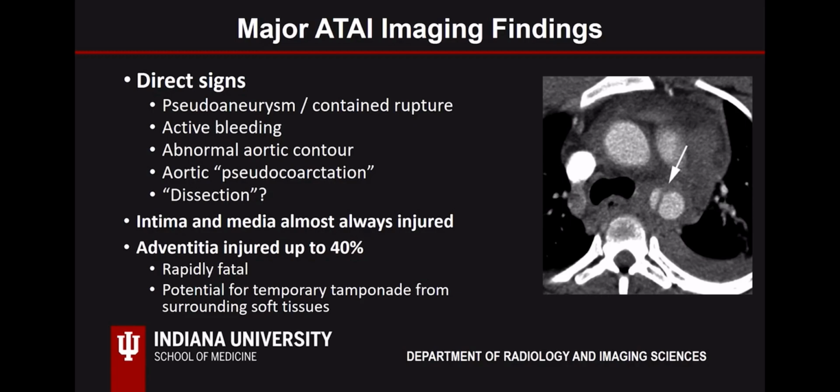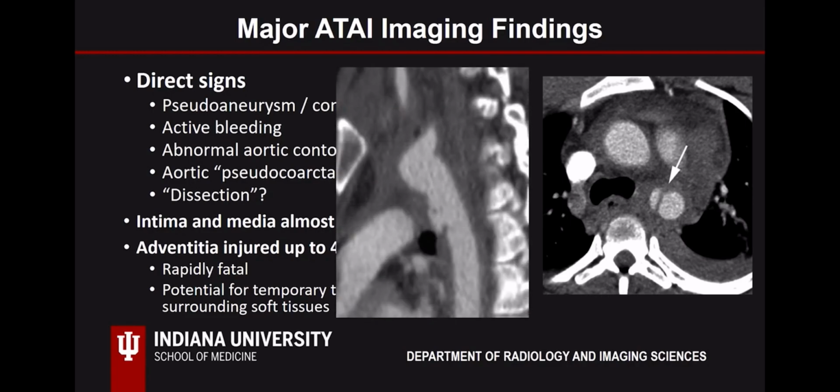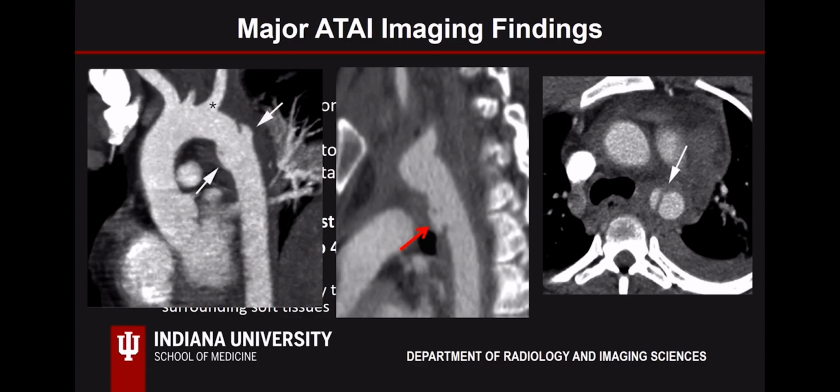Here's another patient with a major aortic injury. There's a focal defect along the anterior surface of the proximal descending thoracic aorta, resulting in a contained rupture or pseudoaneurysm. And here's another image of another patient with a transected proximal descending thoracic aorta with pseudoaneurysm surrounding the injured site and intimal flaps noted proximally.